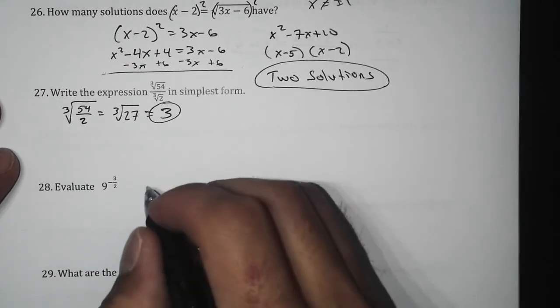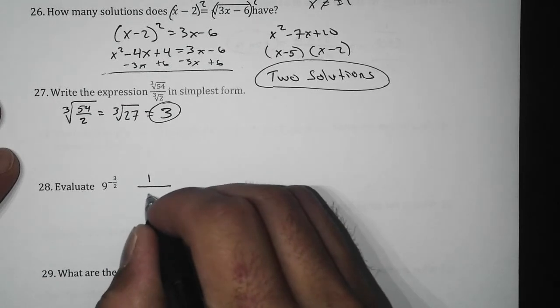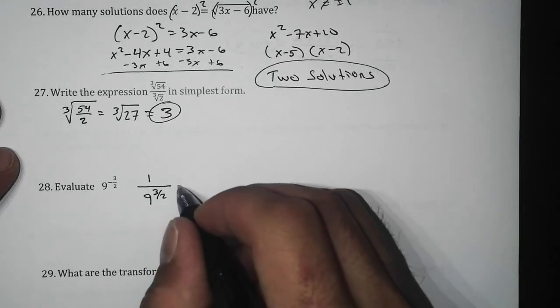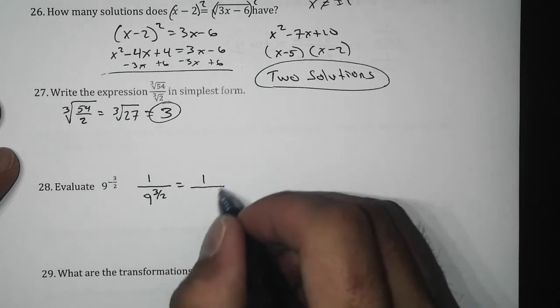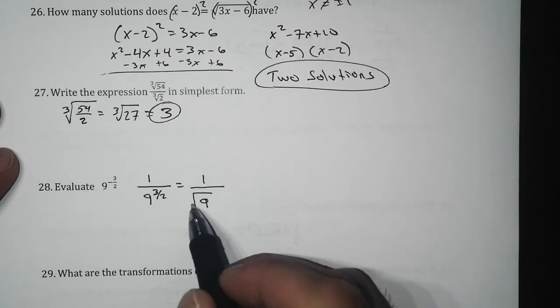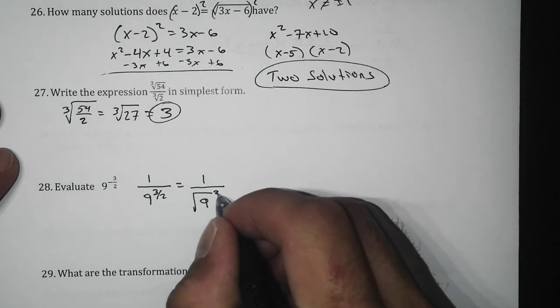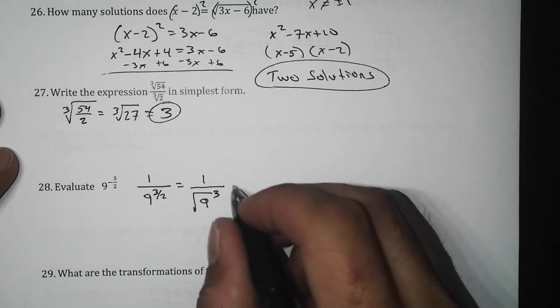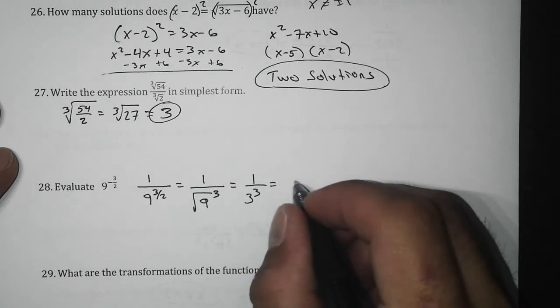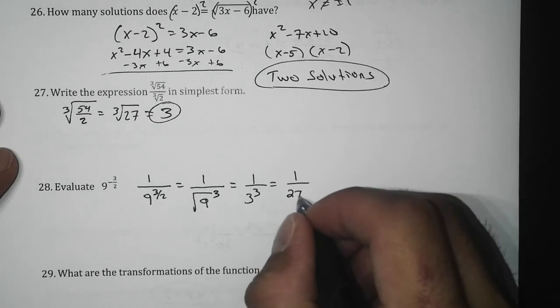So, first of all, negative exponent simply means we write it as a fraction. Exponent becomes positive. Now we have a fraction as an exponent. That refers back to radicals. So the denominator is the index, the numerator is the exponent. So the square root of 9 is 3. And 3 to the third is 27.